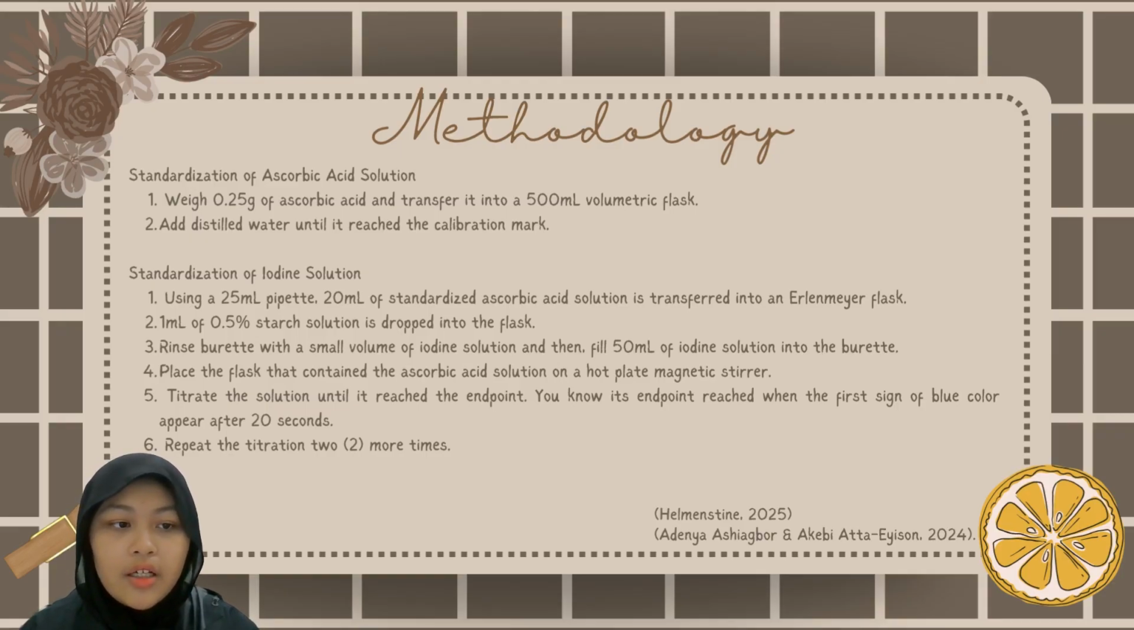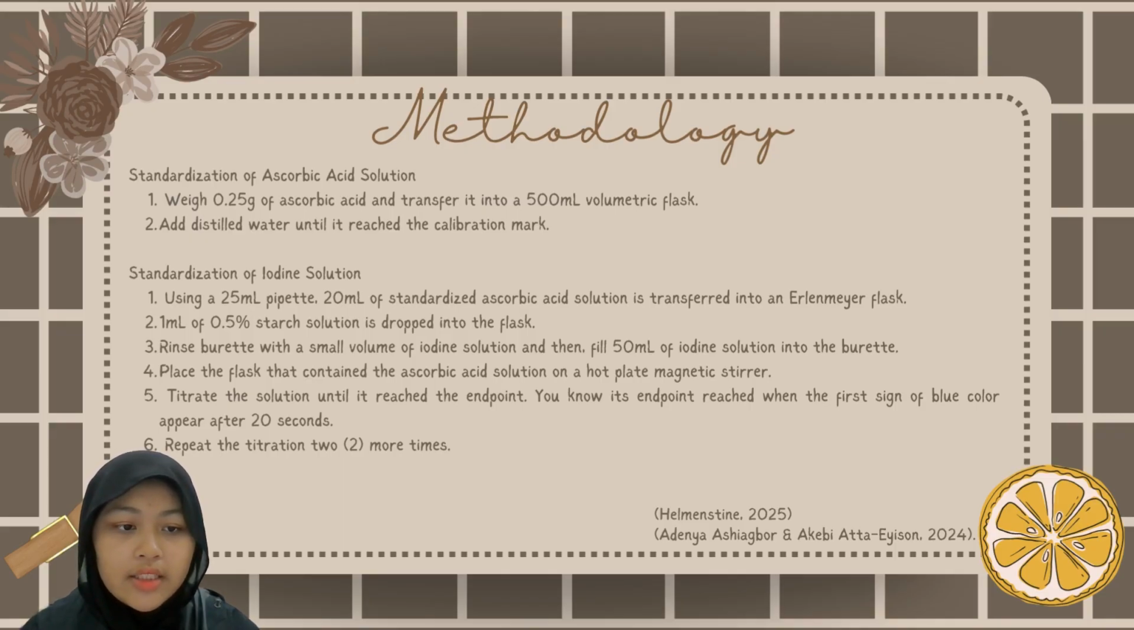Then the standardization of iodine solution. To prepare the iodine solution, you have to pipette 20 ml of standardized ascorbic acid solution and transfer it into an aluminium flask, and drop 1 ml of 0.5% starch solution into the flask. Then you have to rinse the burette with a small volume of iodine solution and then fill 50 ml of iodine solution into the burette.